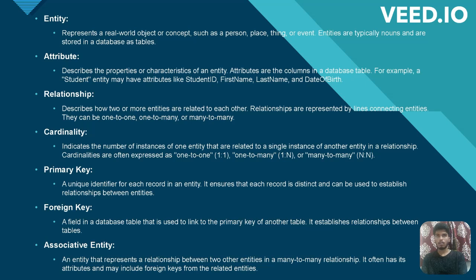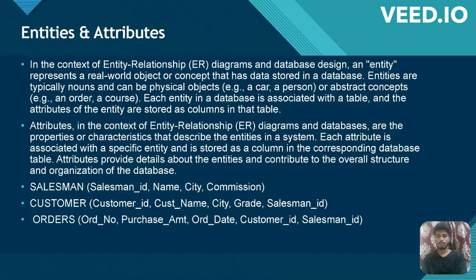Example, you take a bank relationship. In the bank relationship, account number is going to be the primary key because it is different for every user. Foreign key, a field in a database table that is used to link to the primary key of another table. It establishes a link between tables. Associative entity, an entity that represents a relationship between two other entities in a many-to-many relationship. It often has its own attributes and may include foreign keys from the related entities.